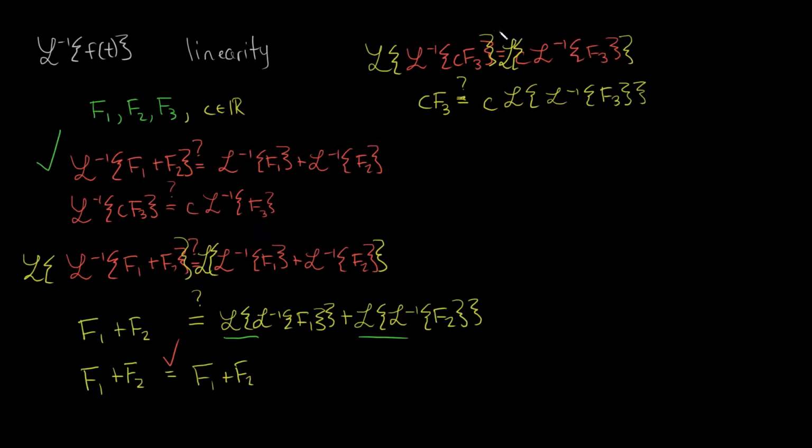And we don't know if this is true, so we'll keep our question marks. But now what we say is C F3, therefore, must equal, if this is true, C times, again, same deal, the Laplace of the inverse Laplace of F3. That's just F3. And this is clearly true, so we give it the big check mark. So it is actually fairly straightforward to prove that the inverse Laplace transform is linear because its inverse, the Laplace transform itself, is also linear. So linearity, give it a check mark. See you in the next video.